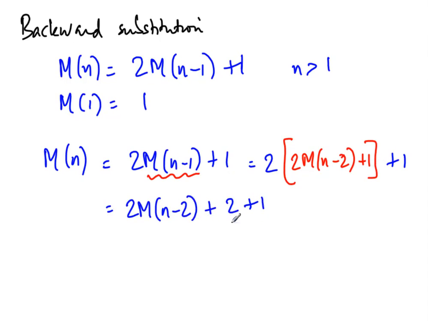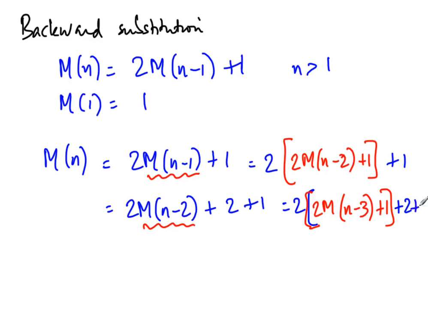At this point it's not easy to see the pattern, so let's do it one more time. Again I expand this, so I get 2 times, and now what's inside this red bracket is 2 times m of n minus 3 plus 1, and outside I'll just keep it as 2 plus 1 just to illustrate. I won't simplify it yet. So this plus 2 plus 1 just goes from here to there. I have not made it 3 for a good reason. So now if I expand this out, then what happens is that I will, sorry, I think I made a mistake.